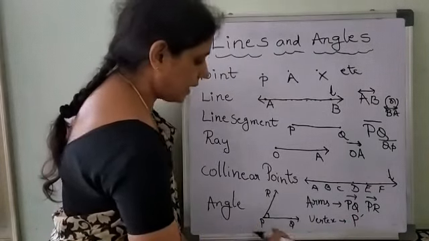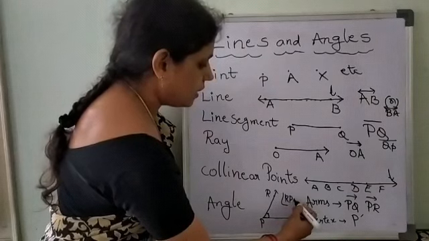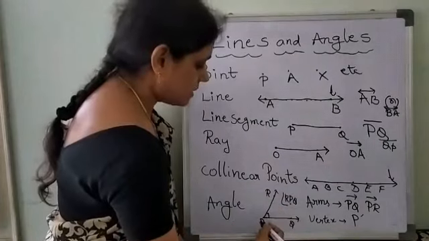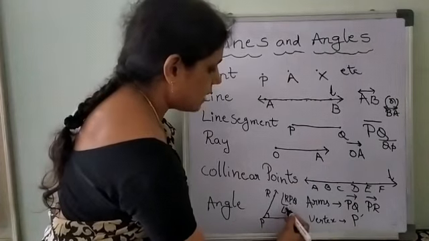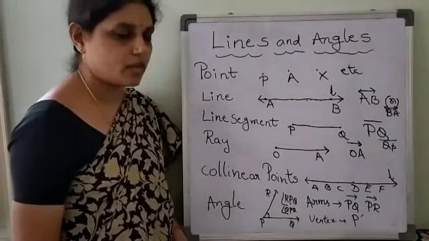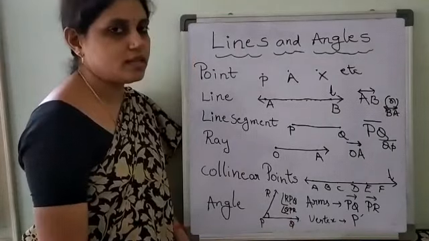And here actually this angle is represented by angle RPQ. Always the vertex should be written in the middle. Otherwise the same can be written as angle QPR. Both are the same. Okay. So angle RPQ or angle QPR, both are the same.